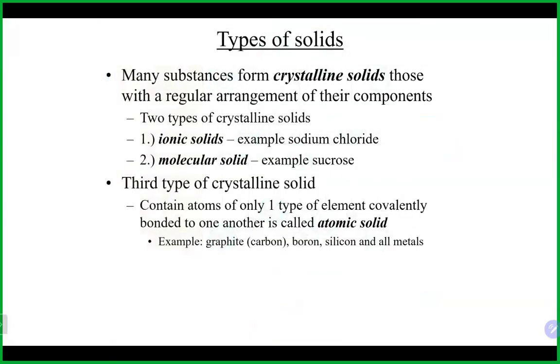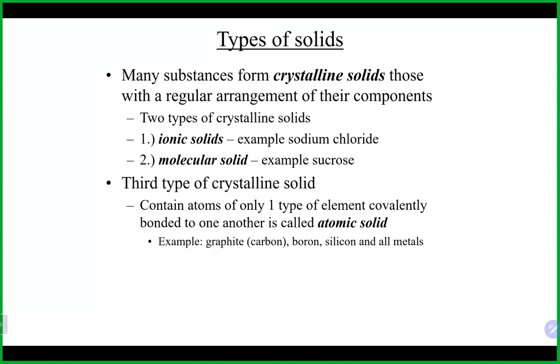All right. So a lot of substances are what are referred to as crystalline solids. There's two types of it. There's ionic solids, which is sort of what you have in ionic compounds, so things like sodium chloride. There's also molecular solids, which are, for example, things like sucrose.